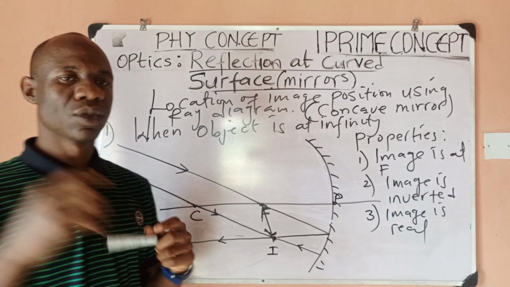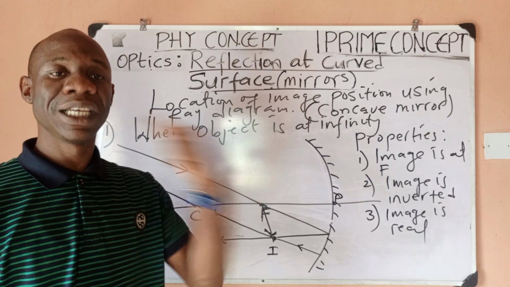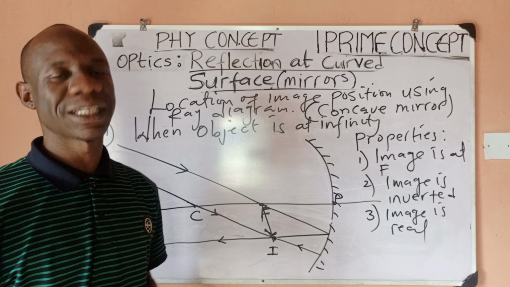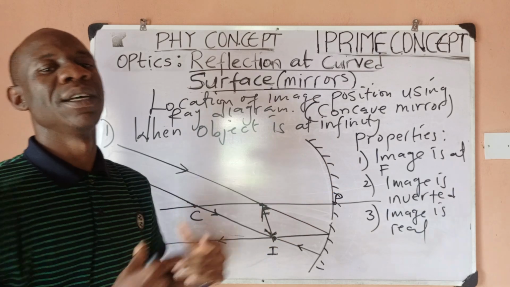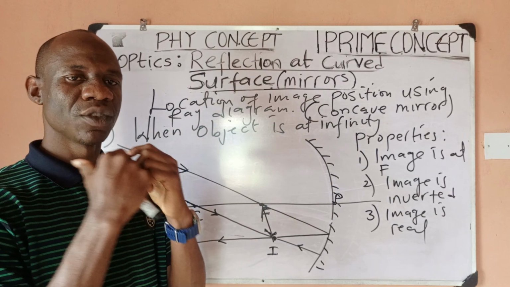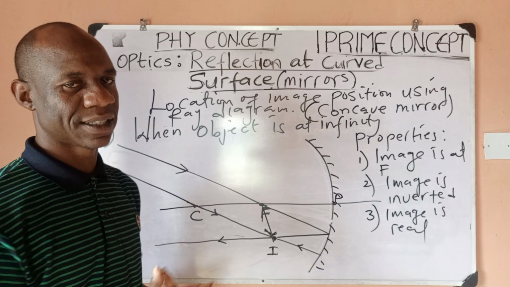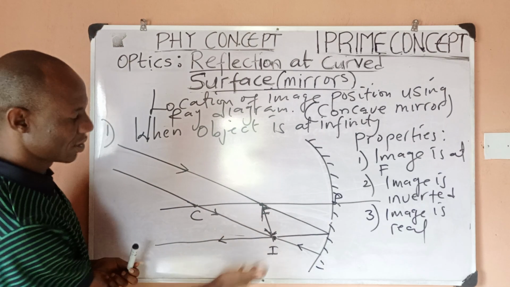Real. And I also told you in my previous video to note that whenever you have a real image, it must be inverted. So you don't have real images and erect images. It should be real and inverted, or it should be virtual and erect. So these two terms go together, right? So this is what we have.